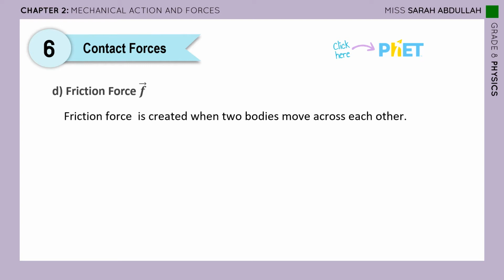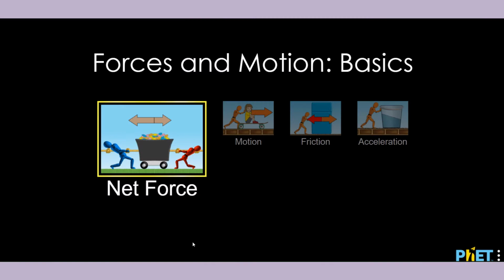Friction force, from the name of it, friction. It is created when two bodies move across each other. Okay, friction is like rubbing your hands together. Do they get warm? Yes, this is because of friction. So this is friction. It's like when two bodies just move across each other. Now we're going to learn about this type of contact force using this simulation in the next slide.